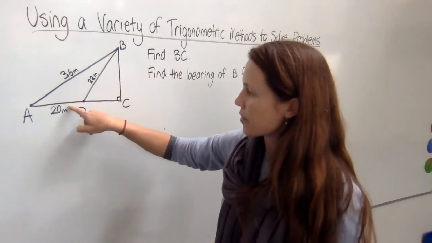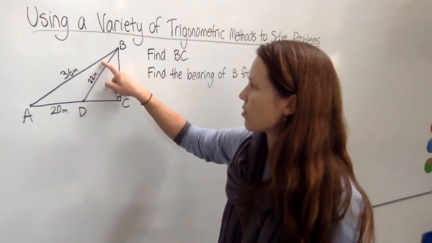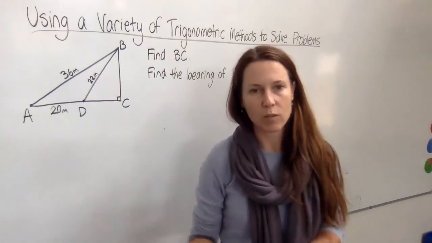You know all three sides, which means you could use the cosine rule to find any of these three angles. So you've got a decision to make. Which angle will I find?